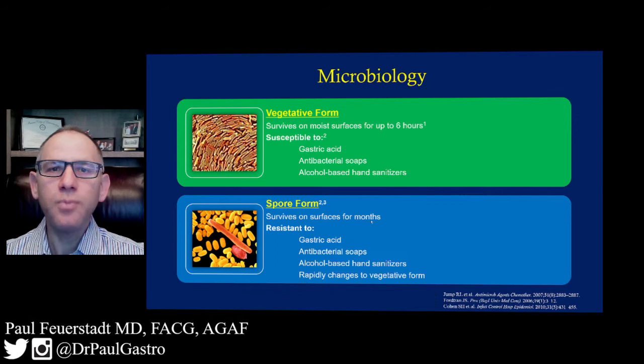Alternatively, the spore phase is resistant to gastric acid and resistant to alcohol-based hand sanitizers. So when it comes in contact with these things, it is unaltered. And the spore phase is like a cocoon that can last on dry surfaces up to 6 to 8 months and still remain viable. This is the reason that C. difficile can spread so extensively within healthcare systems.